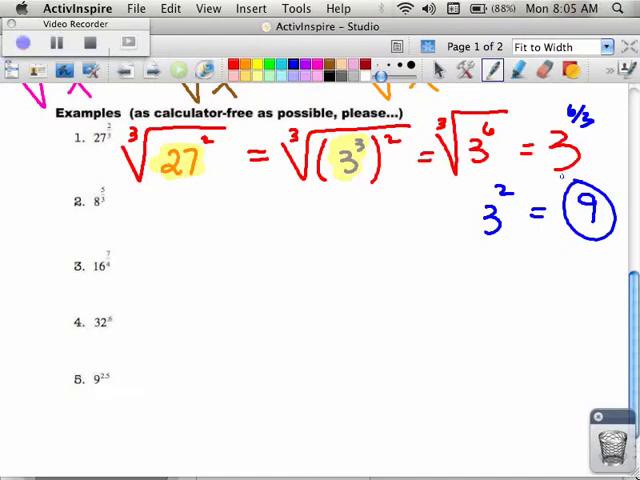So whether you have a calculator or not, you can do this problem. You don't necessarily have to have a calculator to do it.